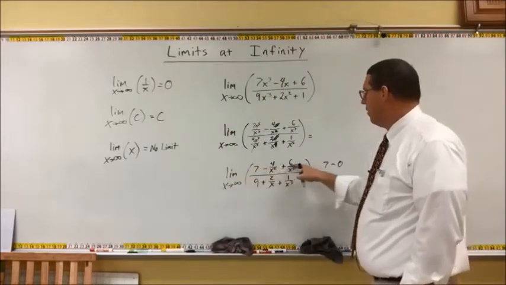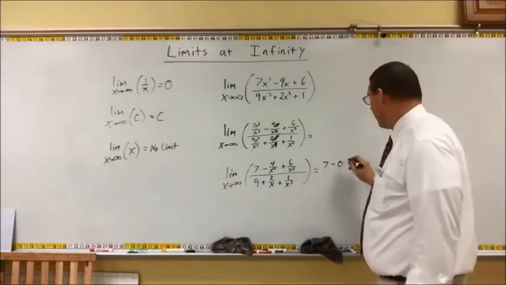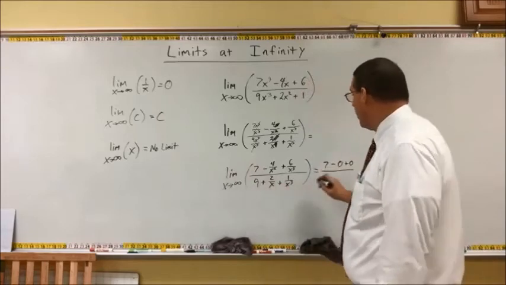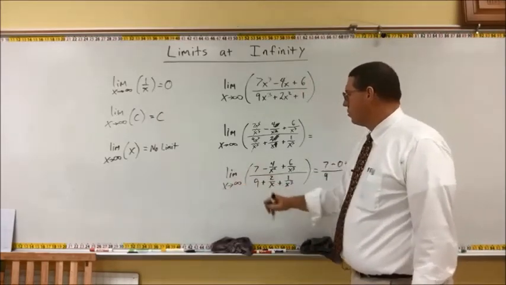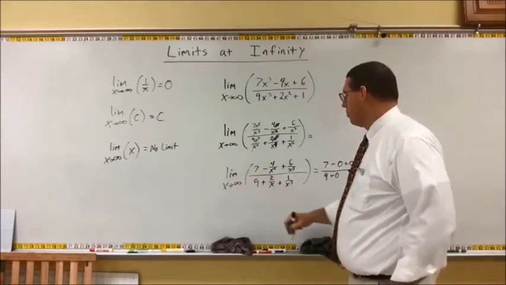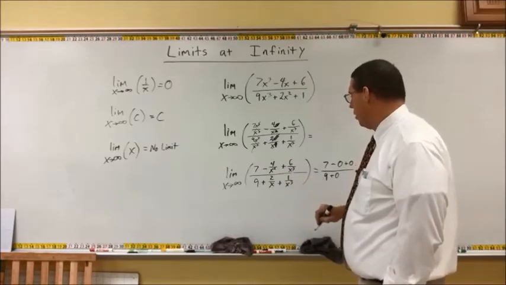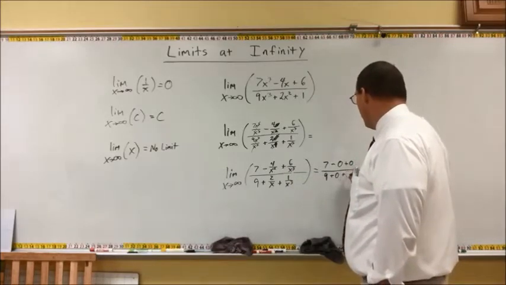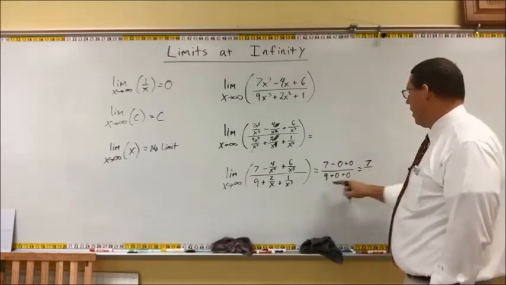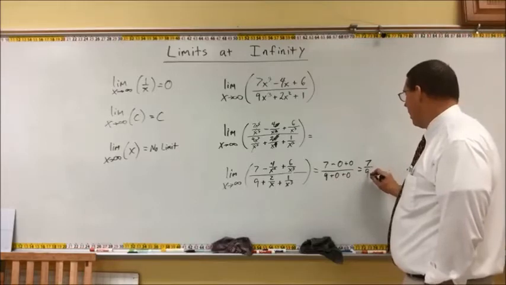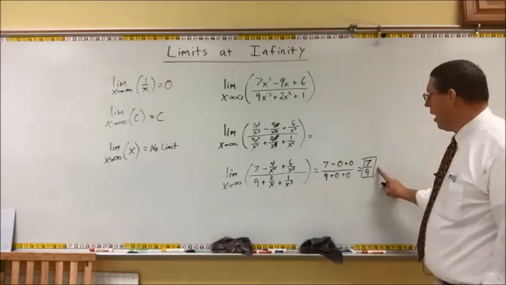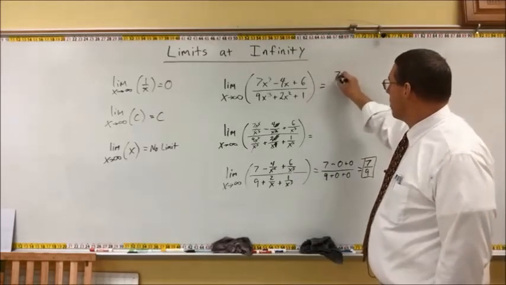The limit as x approaches infinity of 6 over x cubed is 0. So that's plus 0 over. The limit as x approaches infinity of 9 is just 9. The limit as x approaches infinity of 2 over x, that's 0. So plus 0. And then the limit as x approaches infinity of 1 over x to the third is also 0. And therefore, our answer is 7 minus 0 plus 0 is 7. And 9 plus 0 plus 0 is 9. And so our answer is 7 over 9. Okay? Now, the answer is 7 over 9.